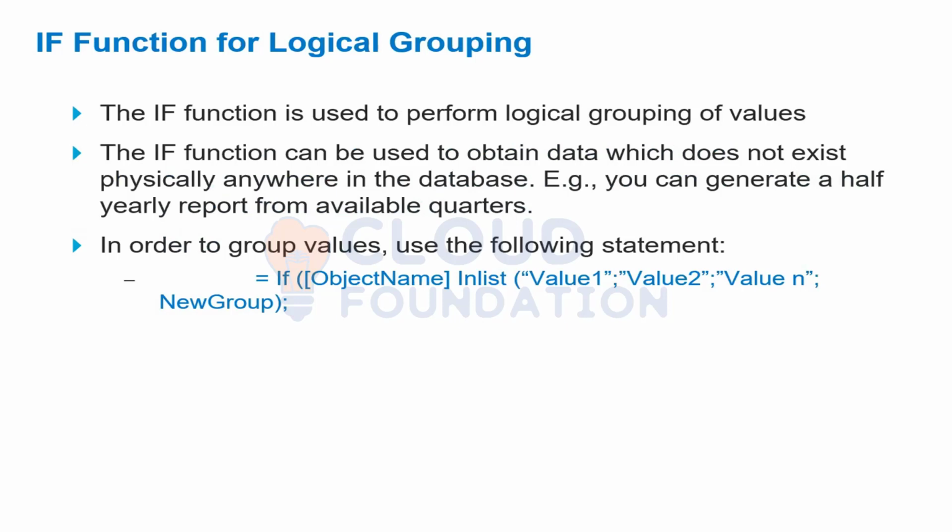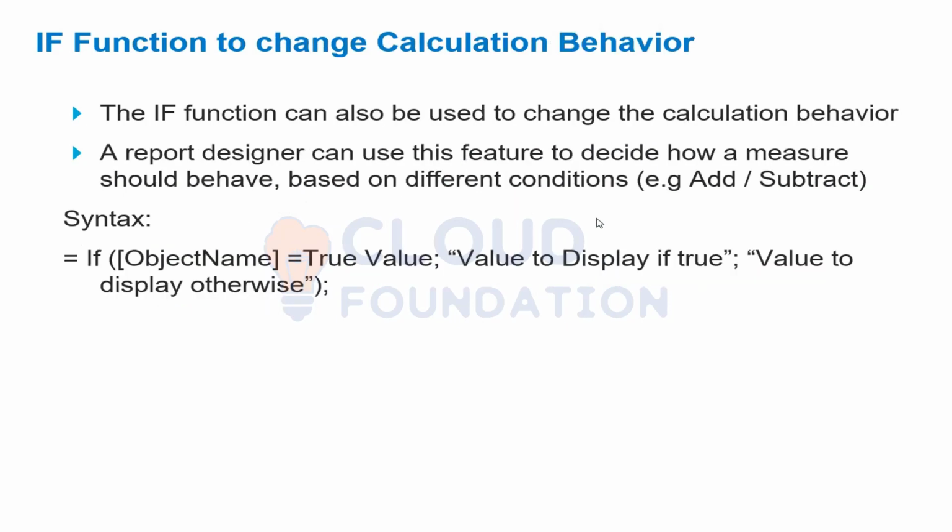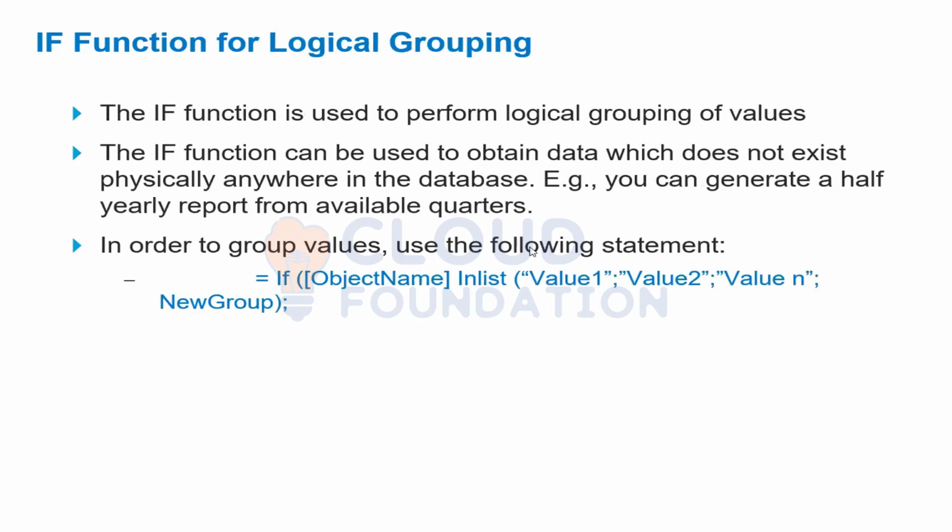The if function can be used to obtain data which does not exist physically anywhere in the database. You can generate a half-yearly report from available quarters. That means if you have only quarter-related information, you can still generate a half-yearly report from the available quarters. If it is not available from the database, we can create our own dimensions and our own grouping from the reporting side, and consume that in our reporting. For example, if object name in list value 1, value 2, then a new group we can do like that. I'll show you with examples.